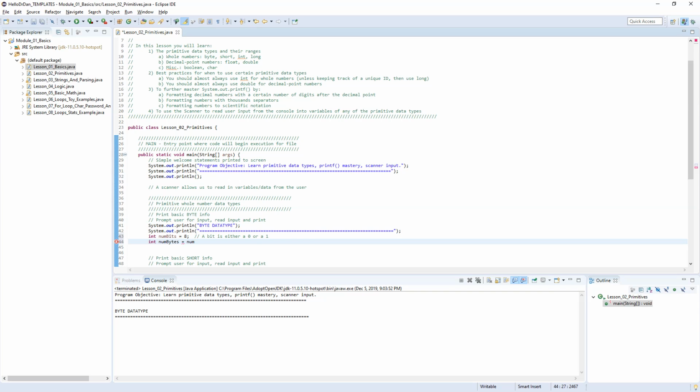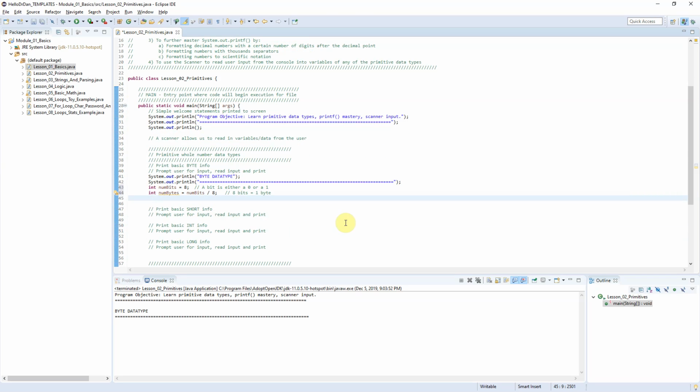So I could basically say numBits divided by 8. I'm just going to say here 8 bits equals 1 byte. This math should compute out properly, right? The number of bytes in this byte data type is equal to the number of bits divided by 8. Now, obviously, the data type itself is called a byte, so it lends its own name to the fact that there is 1 byte of data in this data type, and 1 byte is equal to 8 bits.